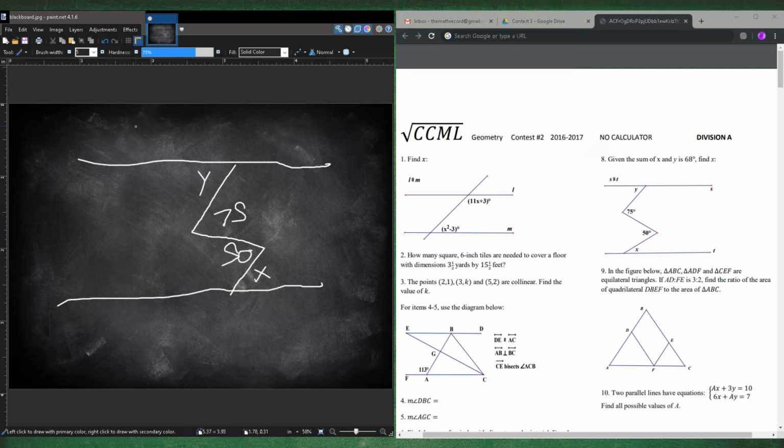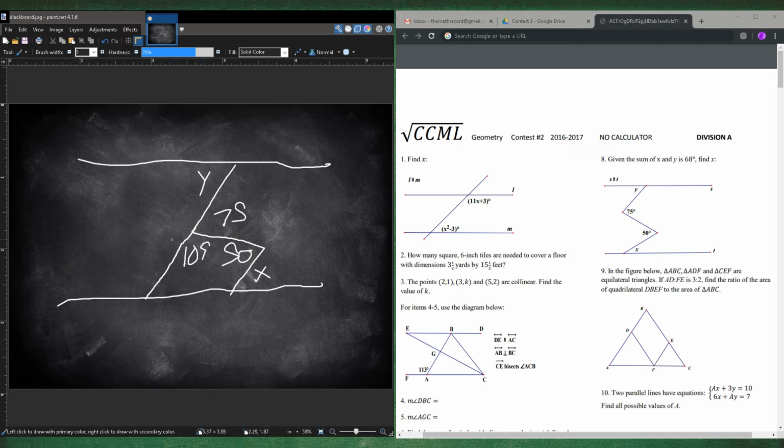So what you're going to do is that you see this line, you're going to extend this out, but still keep it straight. Since this is 75, then this line is a straight line, so this has to add up to 180. So let's say this z plus 75 has to be 180. So z has to be 105.